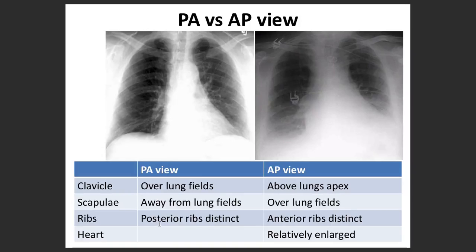So one of the common things which I tried to remember, especially in my early days, is PP. In the PA view, you see the posterior ribs as well. Okay, the clavicle is also over the lung fields, in fact, and yes, the heart is normal. So that is one of the reasons you mostly ask for the PA view.